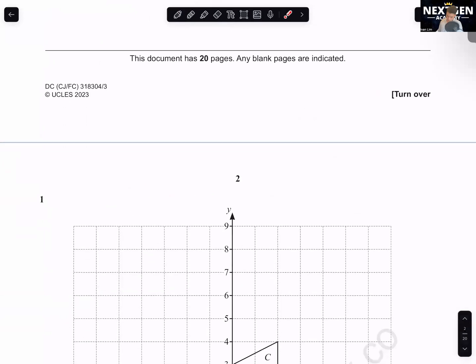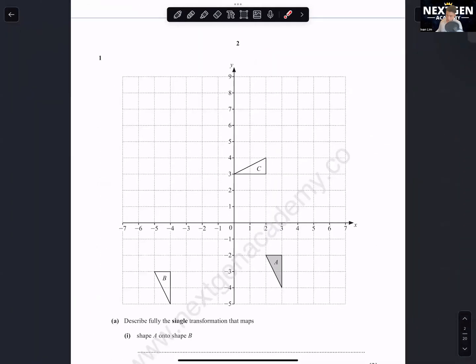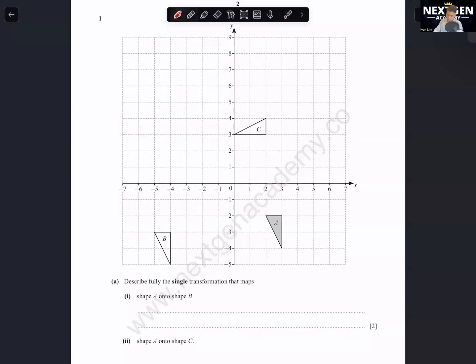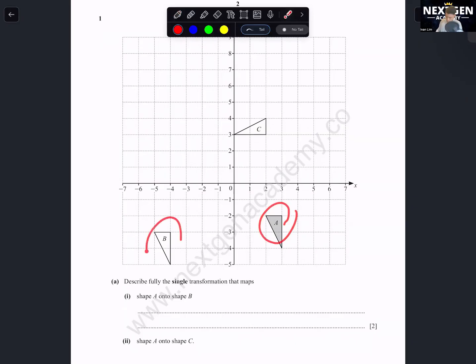Let's go to question 1. For the questions that y'all know how to do, I will go really fast. But if y'all got anything to clarify straight away, type in the chat. Type it fast, so that I can stop and discuss with y'all. Let's look at the first one. Describe fully the single transformation that maps shape A to shape B.